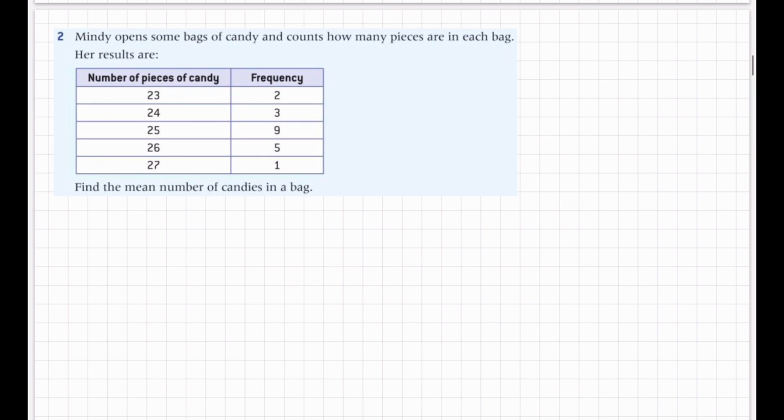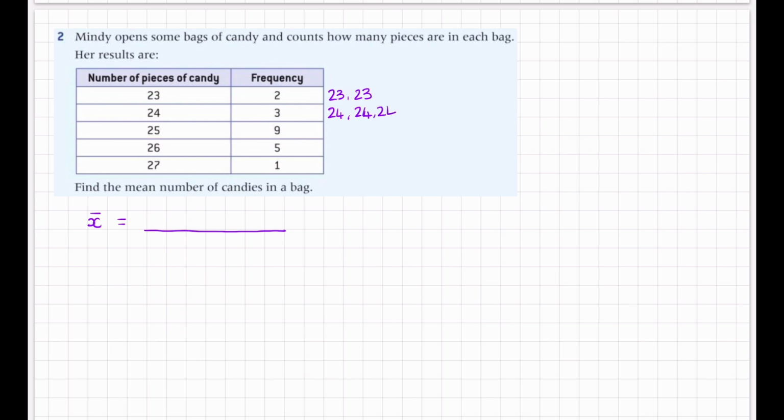Next part. Mindy opens some bags of candy and counts how many pieces are in each bag. Her results are, and we've got a beautiful frequency table there. Find the mean number of candies in the bag. Once again, I'm going to do this by hand and then show you how to do it on the calculator. So if we're doing it by hand, what we have to remember here for our mean is we want the sum of all the values. Now, it is not just these values added together because we have a frequency. So this frequency here for 2 next to the 23 means we have 2 23s in our data set. 3 here next to the 24 means we have 3 24s in our data set.